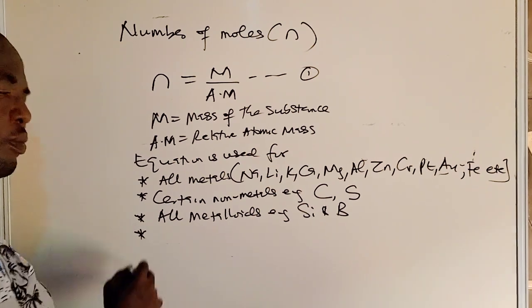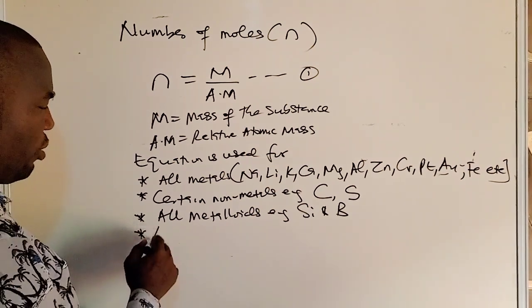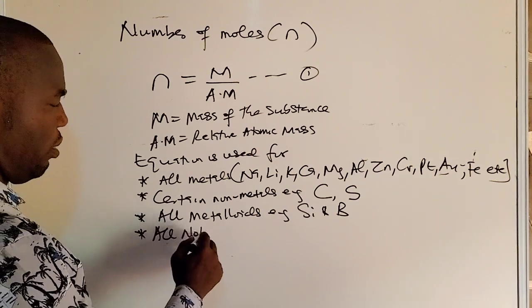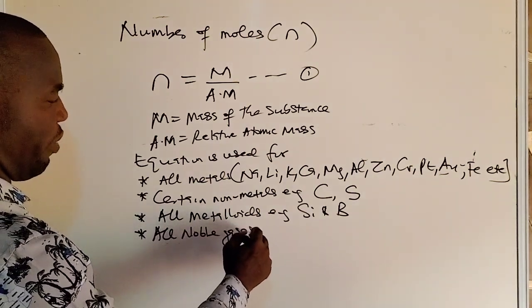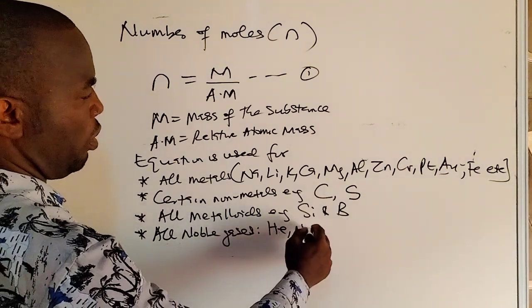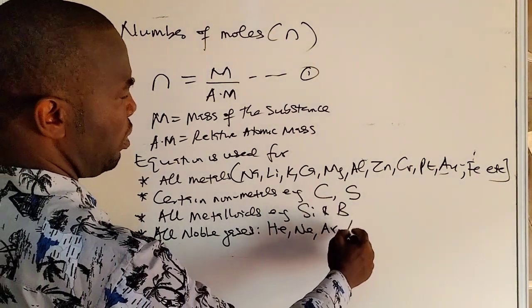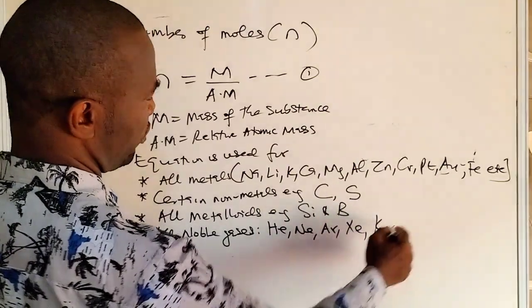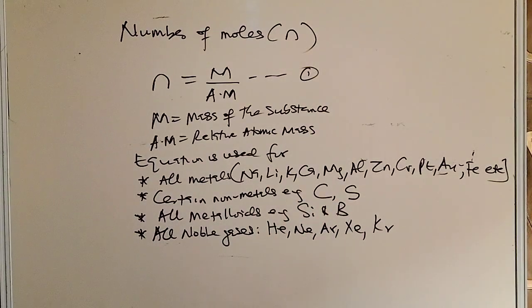Then we also have noble gases. You know, in chemistry, noble gases are unreactive. They cannot form molecules. Examples: helium, neon, argon, xenon, krypton. So these elements are associated with atomic masses, not molar masses. So when you want to find the number of moles and the mass is given to you, you use that atomic mass. They don't have molecular mass or molar masses.